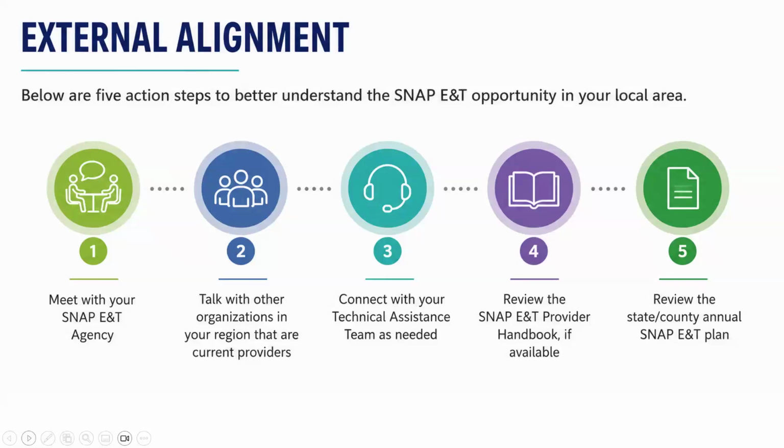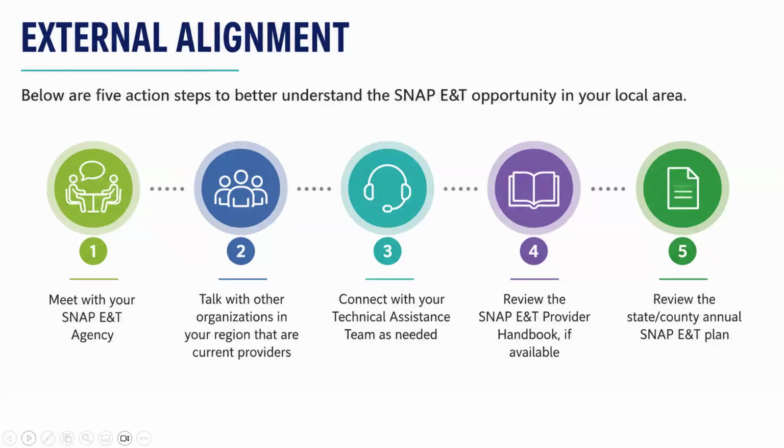So 1A, we'll say at the top with a bullet, meet with your SNAP E&T agency, make that contact. And again, if you've already made that contact, build that relationship. Keep that contact. Let them know of anything new that your organization is doing between now and when that RFP opportunity exists for you.